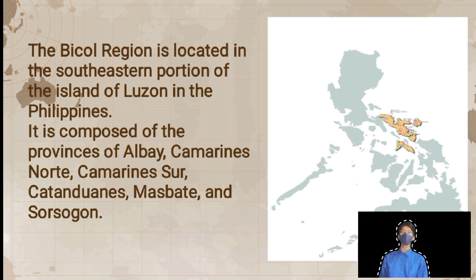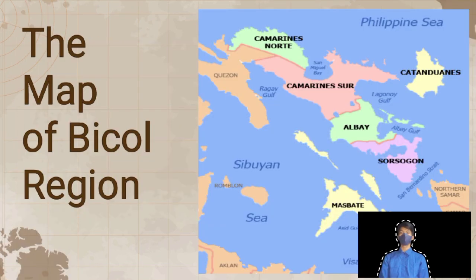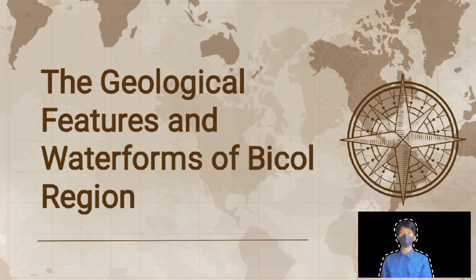Bicol is home to a number of geological features, including the Bicol Volcanic Arc, the Mayon Volcano, the Caramoan Peninsula, the Sorsogon Volcanic Chain, and the Catanduanes Island Arc. In this slide, we can see the map of the Bicol region. Now let us move on to the geological features and landforms of the Bicol region.